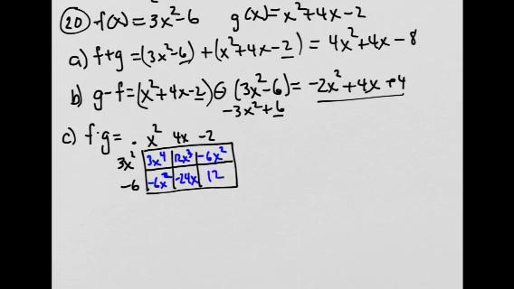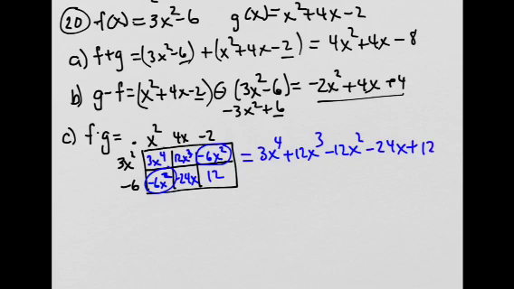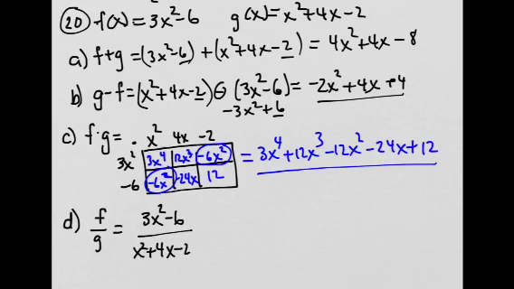So you combine your like terms. I got 3x to the 4th plus 12x cubed. I've got this one and this one that are squared, so that's minus 12x squared minus 24x plus 12. So there's the answer. Okay, so for D, it's f over g, so you just put f over g just like I have on the screen. I can factor out a 3 up here, but it's not going to simplify with anything down here. So I'll just leave it like that.